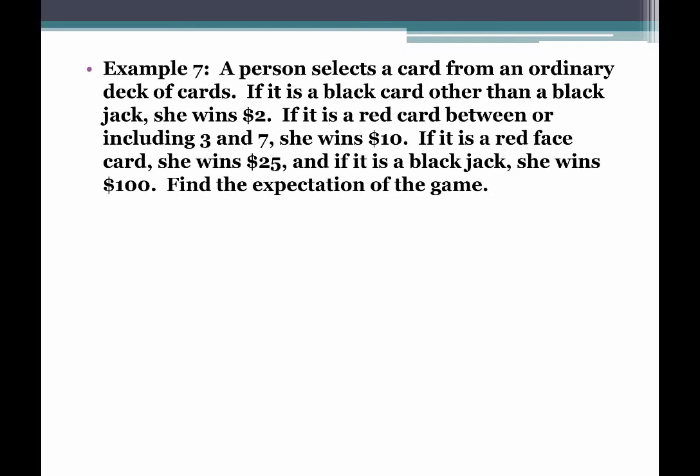A person selects a card from an ordinary deck of cards. If it's a black card other than a blackjack, she wins $2. If it's a red card between or including 3 and 7, she wins $10. If it's a red face card, she wins $25. If it's a blackjack, she wins $100. Find the expectation of the game. There's the key word right there. All that's telling me to do is find the mean.